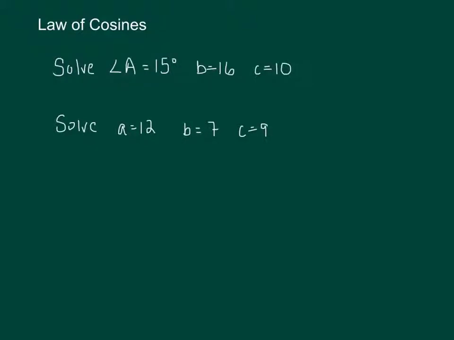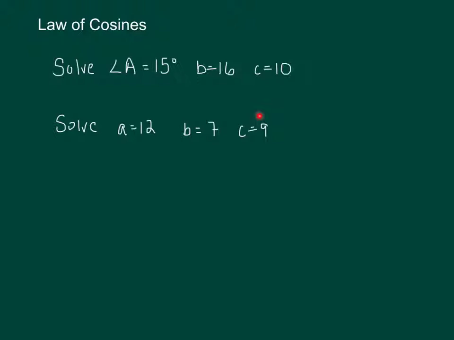Now, if we're asked to solve these problems using the law of cosines, we're missing the key piece that we're supposed to look for first in any law of sines problem. We don't have a pair of information. We don't have side A or angle B or angle C in the first one. We don't have any angles in the second one. So both of these are going to require a new type of way of solving them.